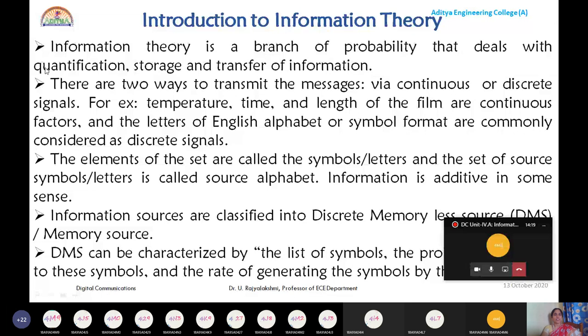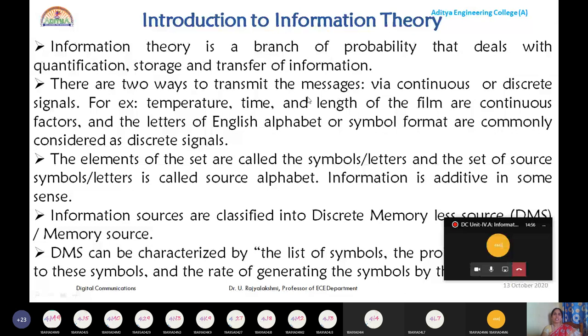First we'll express the signal in a particular quantified version. Then the data is stored and transferred via the channel towards the destination. So these are the three steps that information theory comprises. Information theory is a branch of probability that deals with three factors: one is quantification, second is storage, and third is transfer of information.